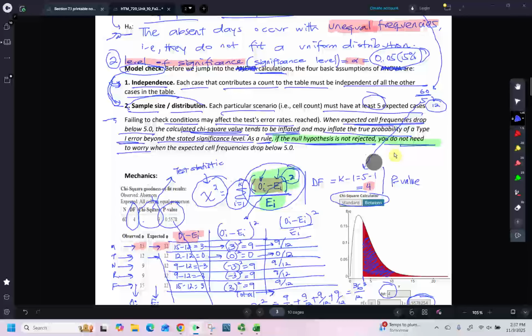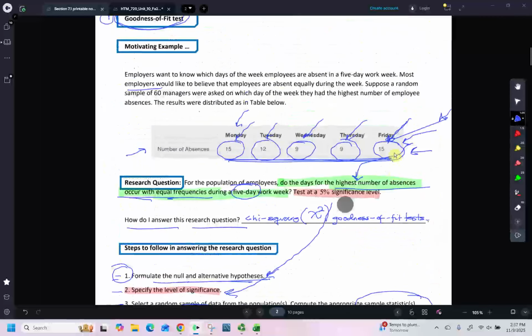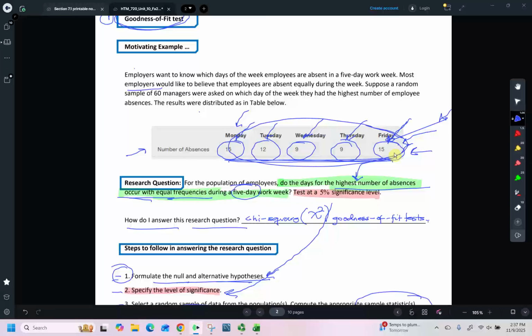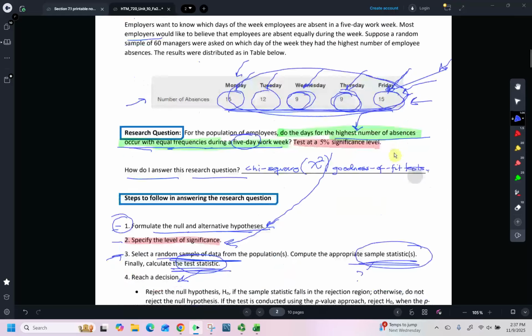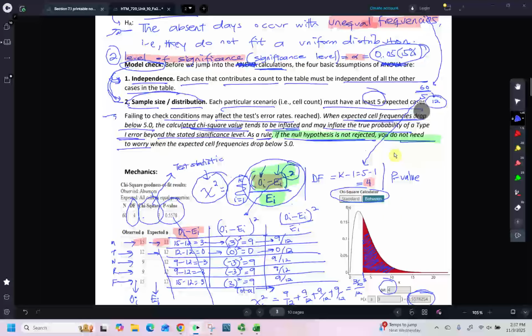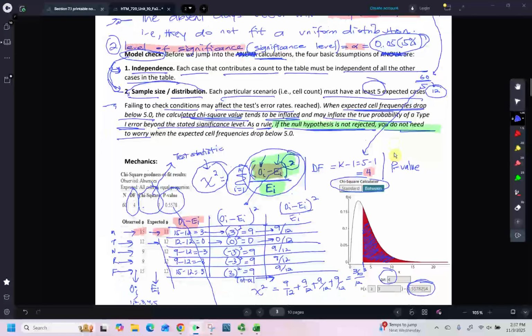That is, this data only aligns closely with the hypothesis that they occur with equal frequencies during a 5-day work week, despite the slight departures. So, with that, we have come to the conclusion of that question.